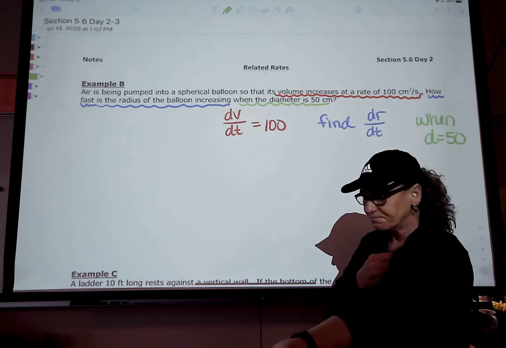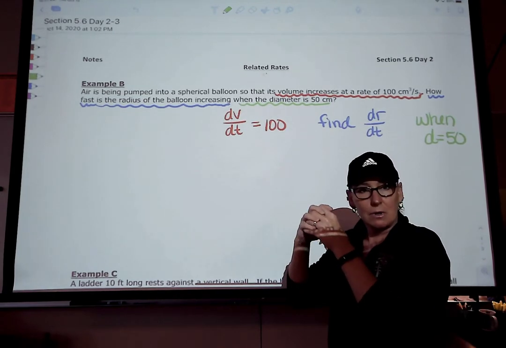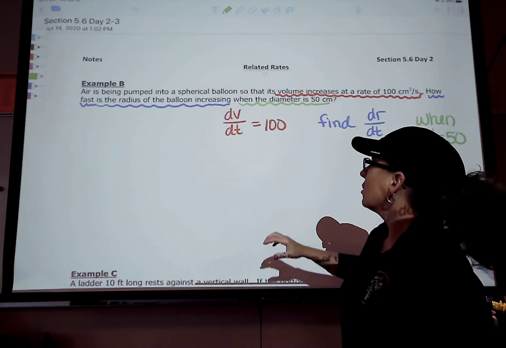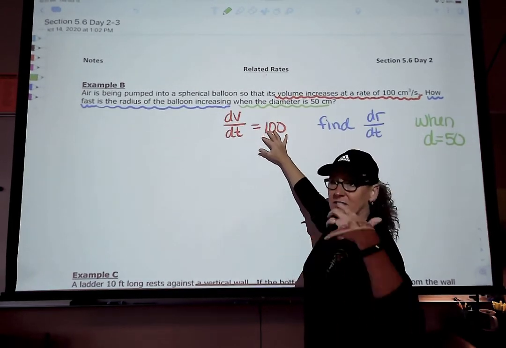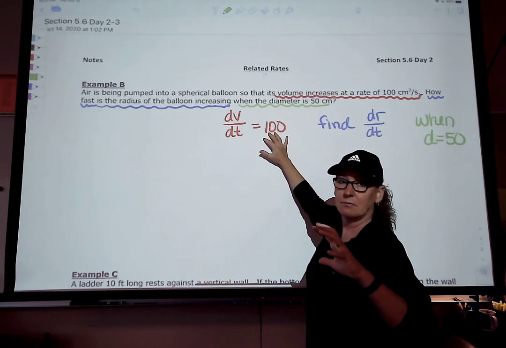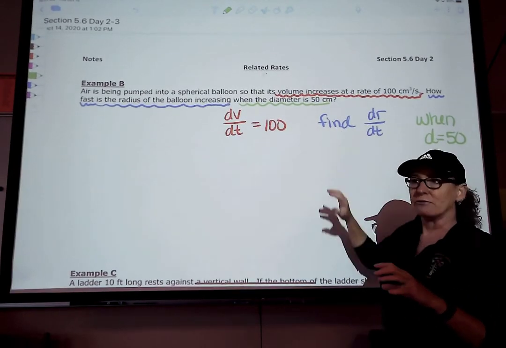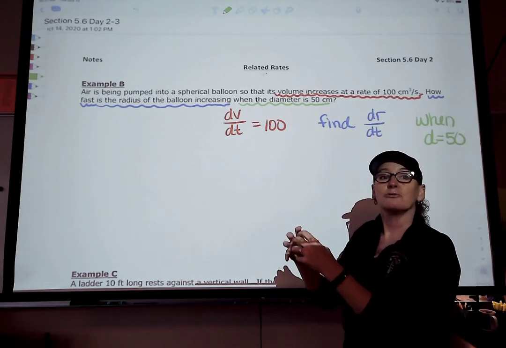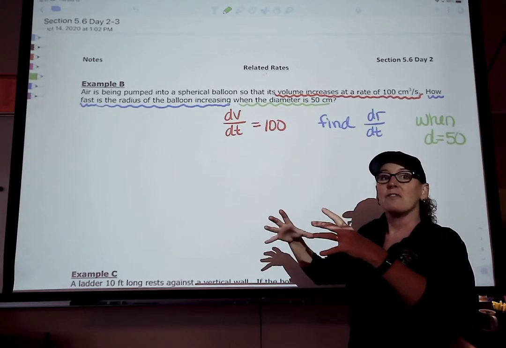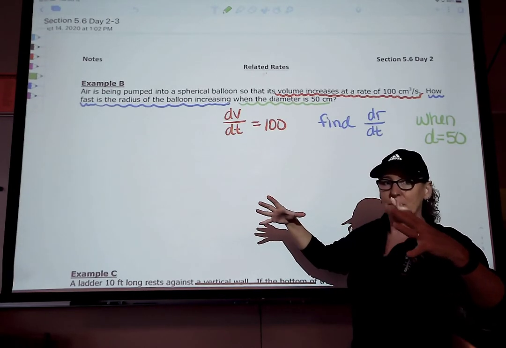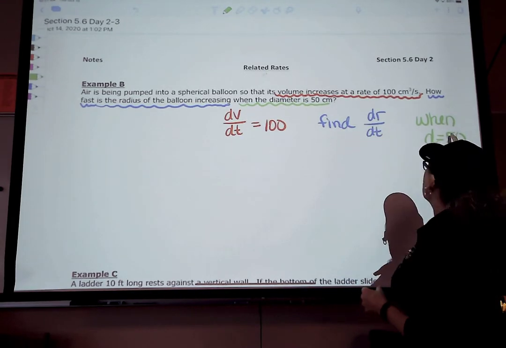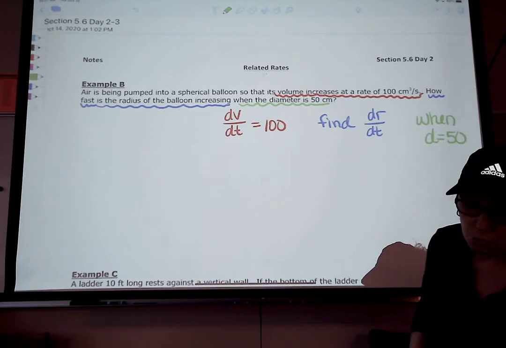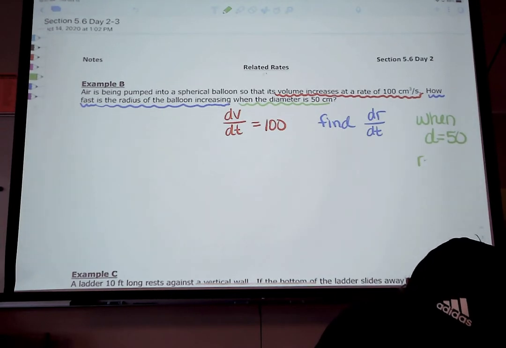Now, if you think back to the image of the sphere increasing, the volume is similar. The volume is being pumped in at a constant rate. The volume is changing at a rate of 100. The radius, however, do you remember watching it? How the radius grew really fast at first, and then the bigger the balloon got, the slower the growth became. So when the diameter is 50, y'all will agree with me that that implies the radius is 25, right?